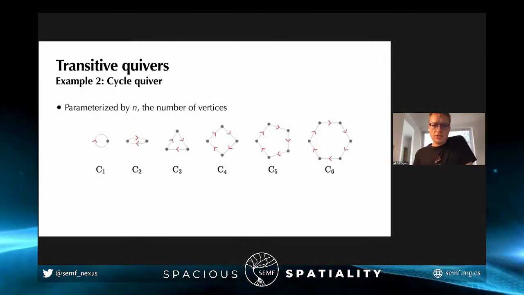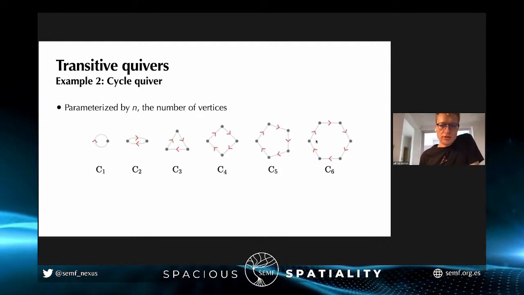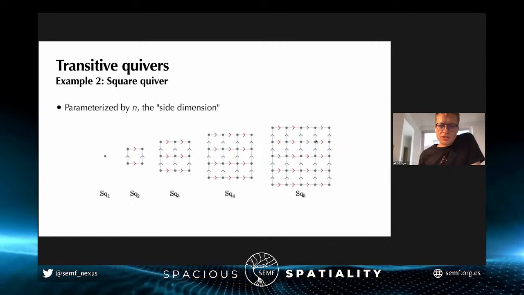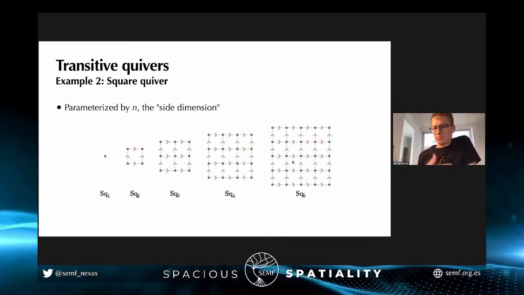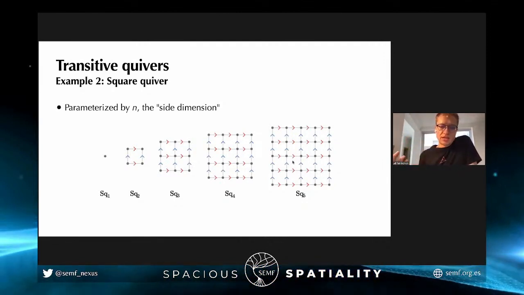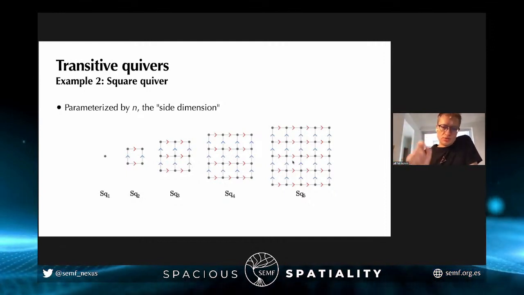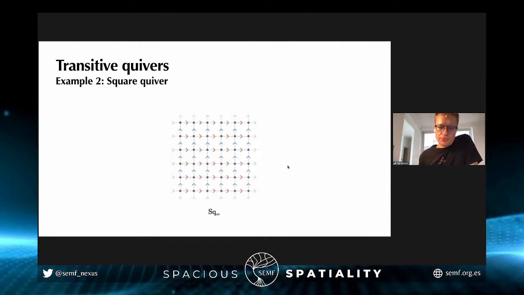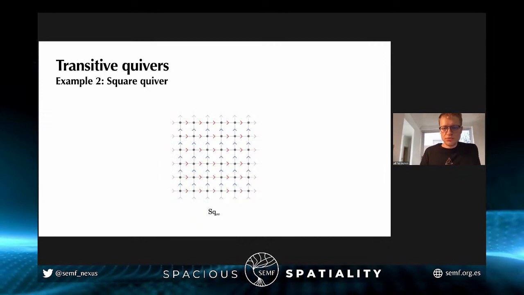The next example is circles, essentially. Eventually, you end up back at the same vertex as you follow this cardinal around. Another example is square quivers. So here there's two cardinals, red and blue, for example, and they essentially correspond to the ways that you can move a chess piece, a king on a chessboard. So you can move it north, east, south, or west. And you can also do this on an infinitely large chessboard here, which is the true transitive quiver.